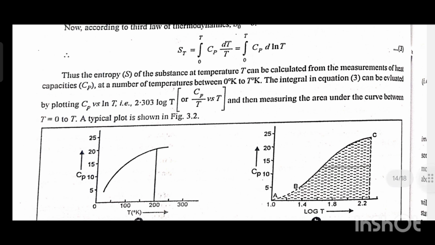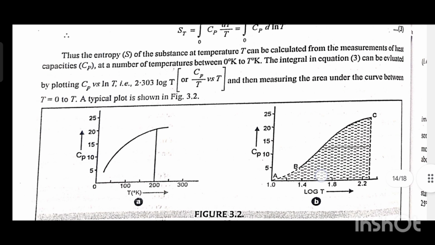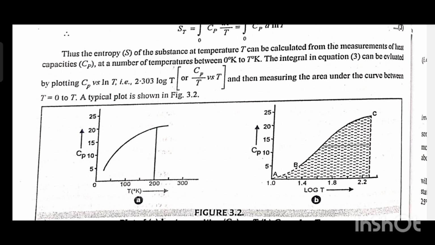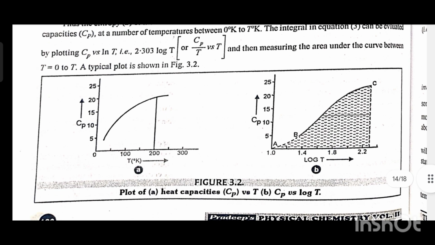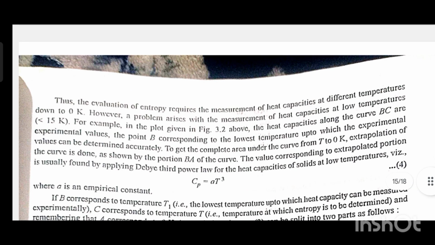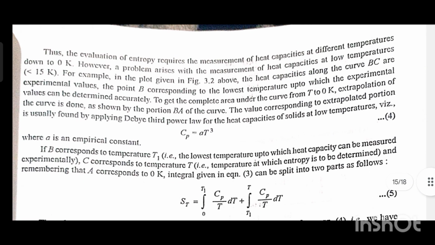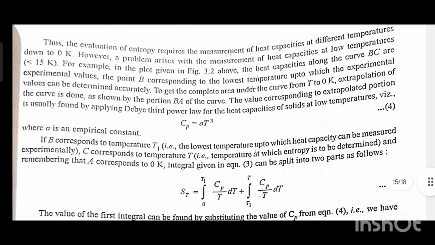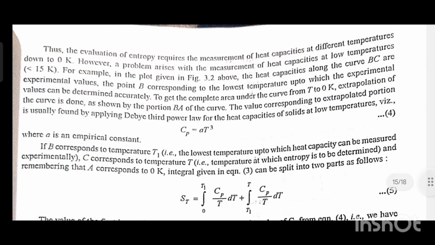Thus, the entropy S of the substance at temperature T can be calculated from the measurement of heat capacity Cp at a number of temperatures between 0 Kelvin and T Kelvin. The integral in equation 3 can be evaluated by plotting Cp versus ln T, that is 2.303 log T, or Cp by T versus T, and then measuring the area under the curve between T equals 0 and T. Thus, the evaluation of entropy requires the measurement of heat capacity at different temperatures down to 0 Kelvin.